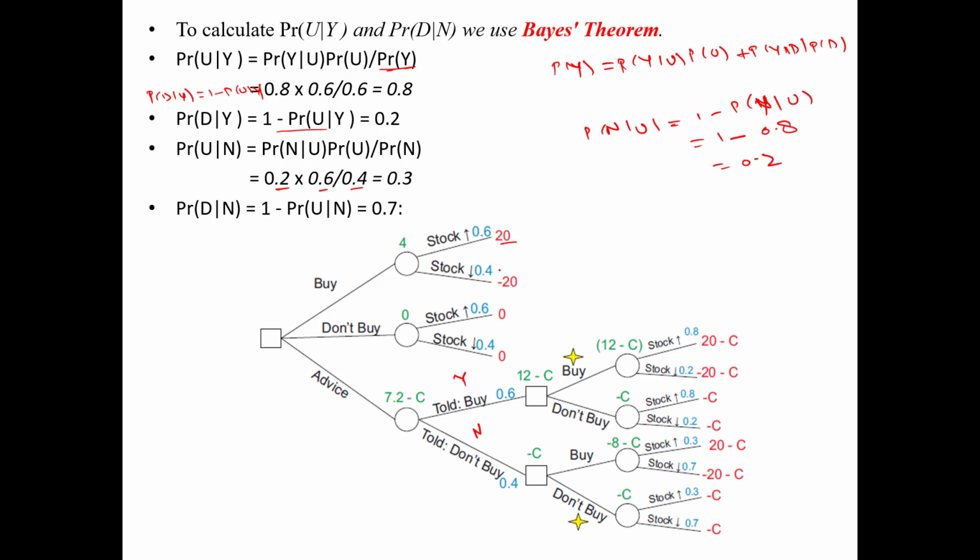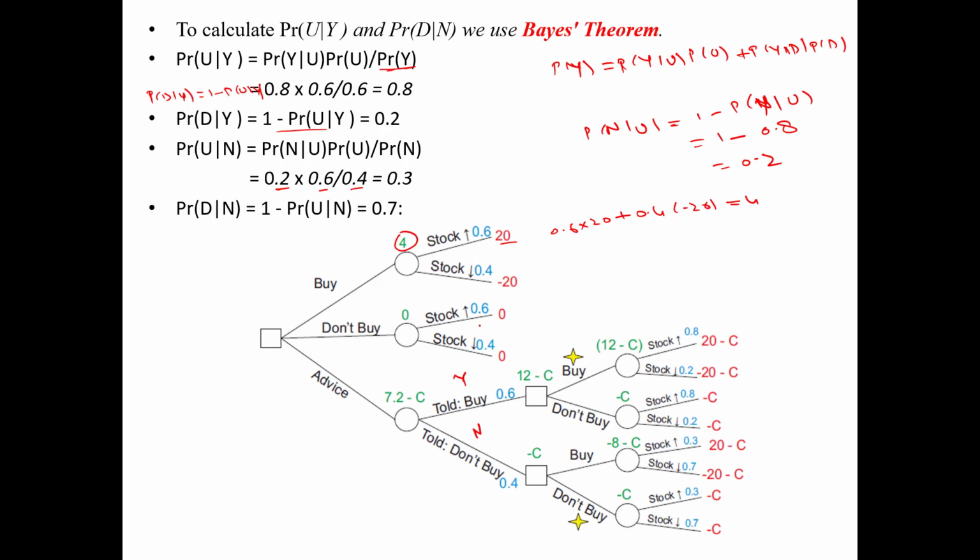The stock going down, so 1 minus 0.6 is 0.4, the stock will be going down. You will lose 20,000. So 0.6 into 20 plus 0.4 into minus 20 is equal to 4. So from this, this 4 comes. You need to write this on the circle above, because this is the outcome from this decision.